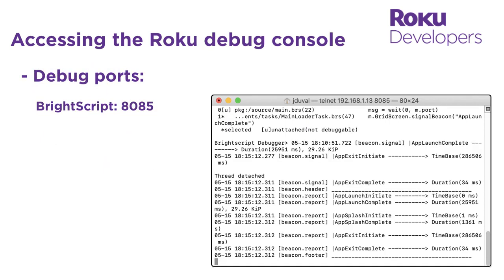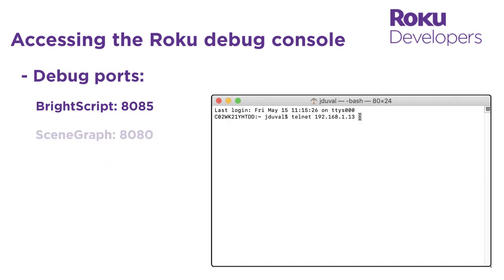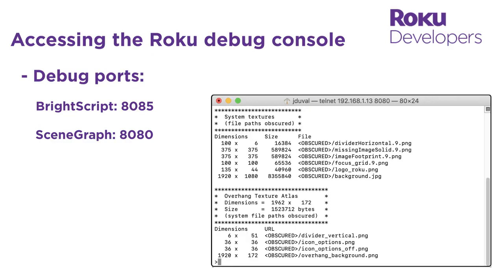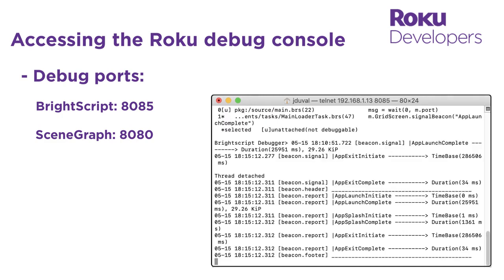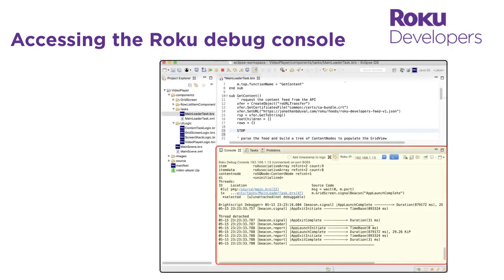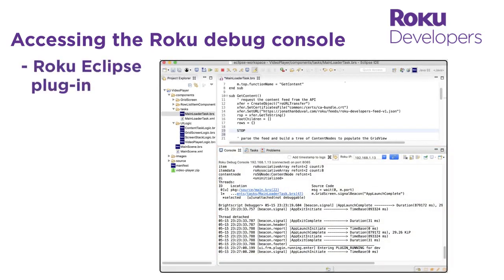The debug console also includes a special SceneGraph port, 8080, which includes utilities for logging thread rendezvous, checking texture memory, and viewing node performance. But we're going to focus on the tools on port 8085. I can also access the debug console from the Roku Eclipse plugin.